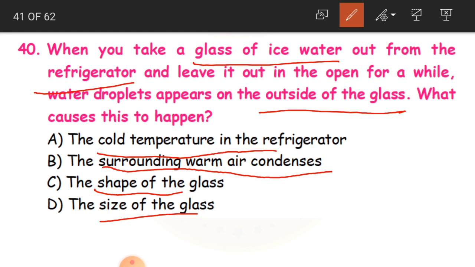So already we have learned about condensation. What is condensation? Vapor or gas or any other form of water changes into a liquid form. So when we take out the ice water from the refrigerator and keep it aside open, we see the water droplets. In the sense, the vapor has changed into water droplets, that is liquid. This is because of condensation. Okay, so option B is the correct answer, that is, the surrounding warm air condenses. Clear children? Because of the surrounding warm air, this water has been condensed.